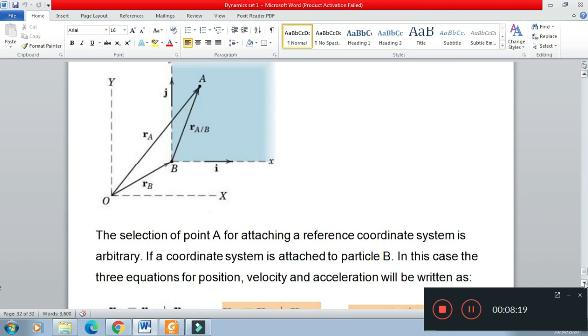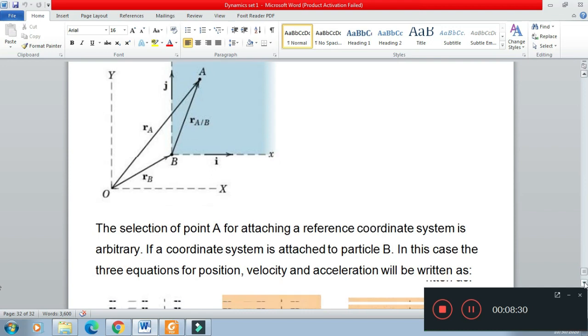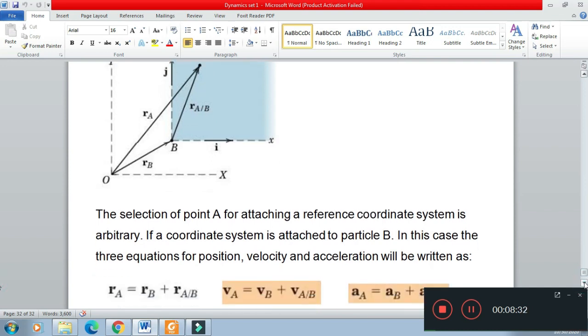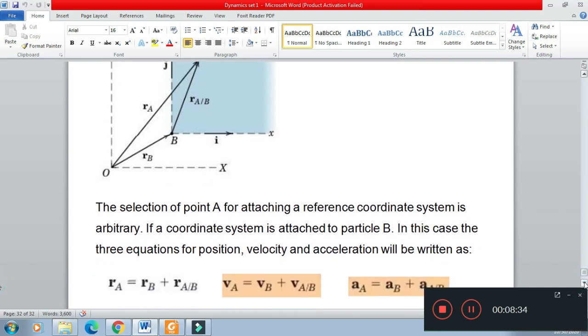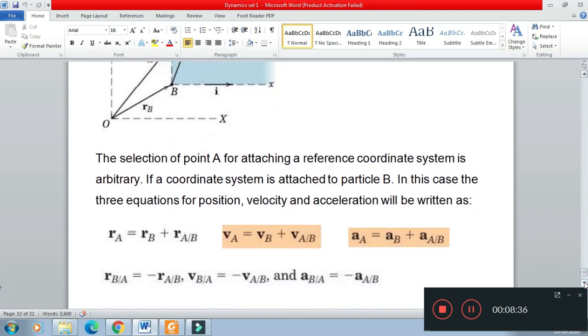If we determine the position of A directly, then it is RA, and if we determine the position of A with respect to B, then we will have RA equal to RB plus RA slash B. Similarly, after differentiation, we get the similar relations for velocity and acceleration.